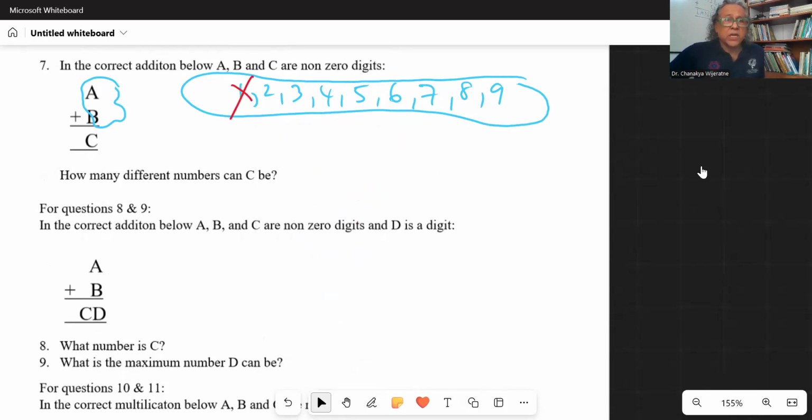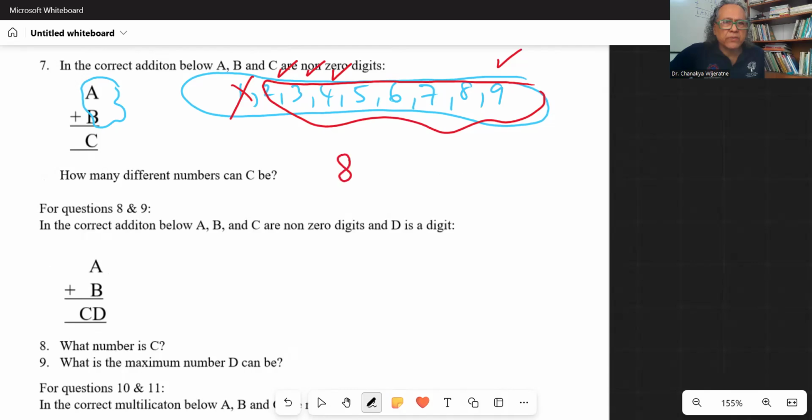So can it be 2? Yes, 1 plus 1 is 2. 3, yes, 1 plus 2 is 3. 4, 1 plus 3 is 4. We can see all these digits. 9 is 1 plus 8, yes. So C can be any one of these, right? So there are 8 different numbers. 8 different numbers. So that's the answer, right?